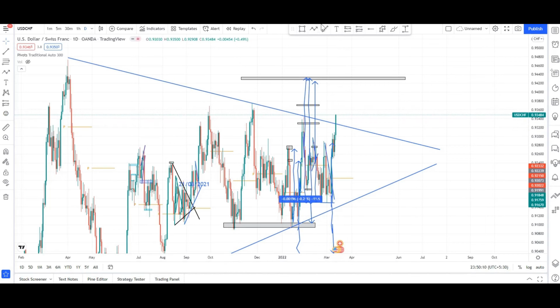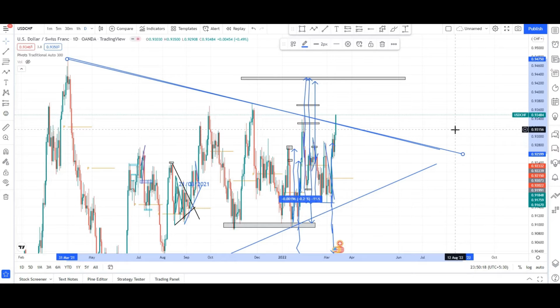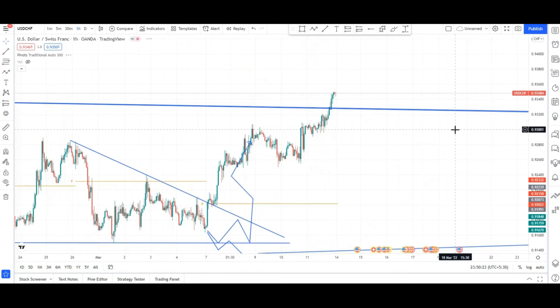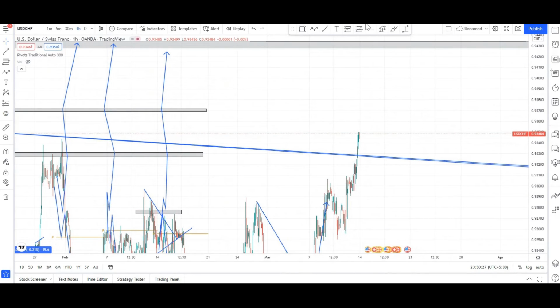Okay guys, I will make a correct trend line so we don't get any confusion. Right now we have seen it. Okay guys, we can go for the 1 hourly. Right now what we can expect is that it will once again come and take a retest from here, or it will take support from here.